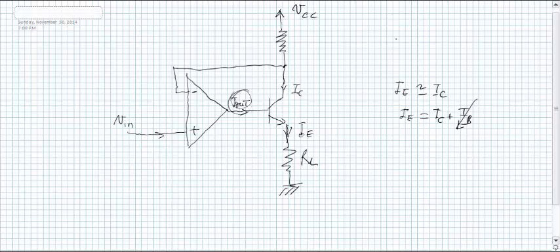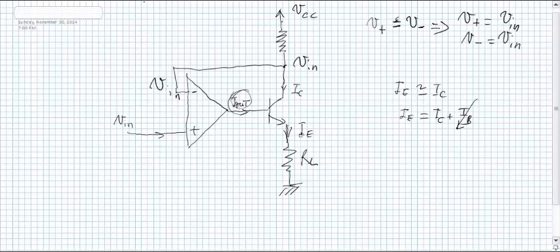So because there's a negative feedback, we can say that V plus is the same as V minus. And knowing that V plus is nothing more than Vn, you can simply say that the inverting input has the same voltage as Vn. So Vn is in here, and Vn is in here.